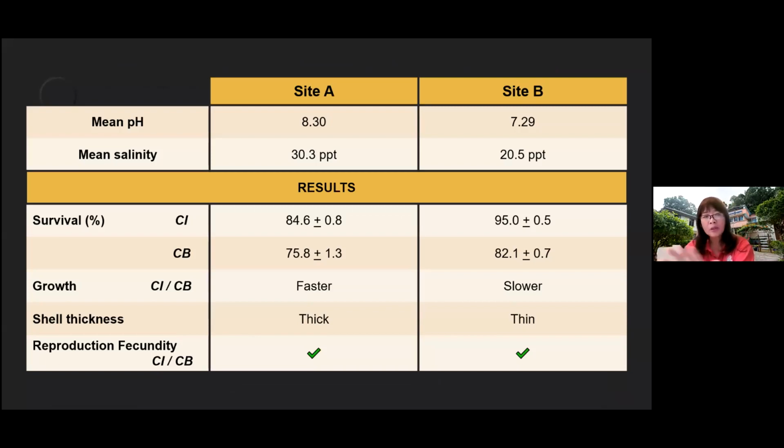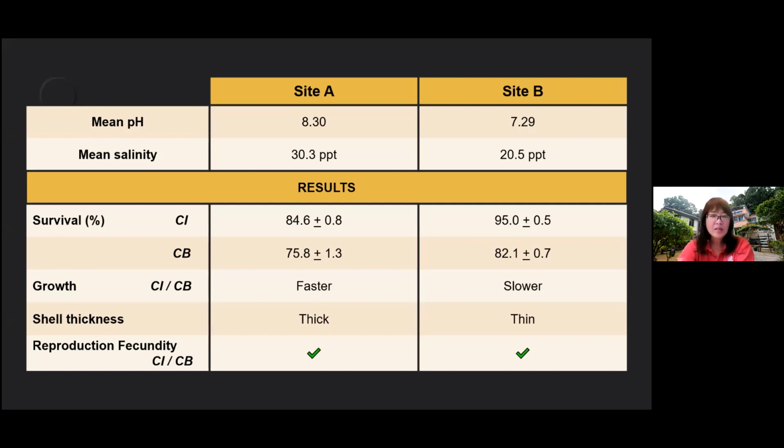By putting the oysters in the different sites, Site A is the full strength marine site, and Site B is the estuarine low pH site. We can see that both CI and CB, CI meaning Crassostrea iredalei and CB Crassostrea belcheri, show that the survival for both species is relatively high in both sites. These are the adults. The growth is basically faster in Site A compared to Site B.